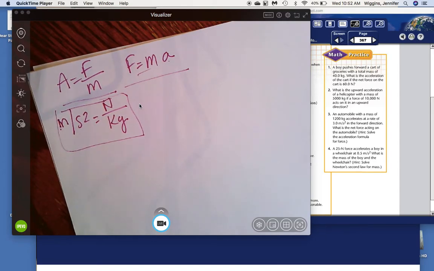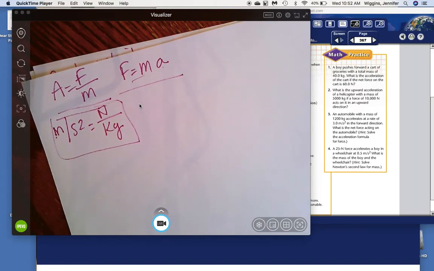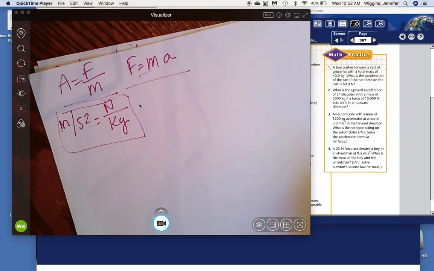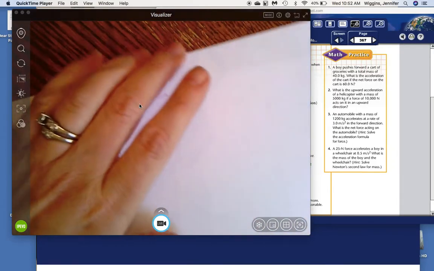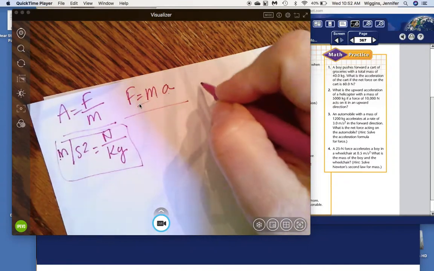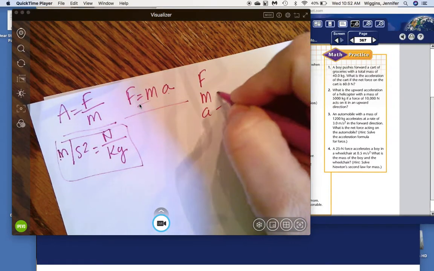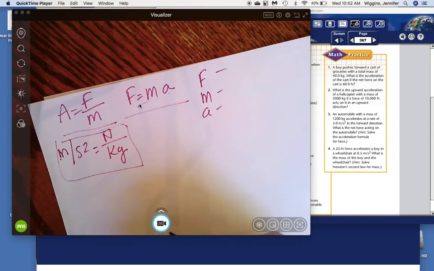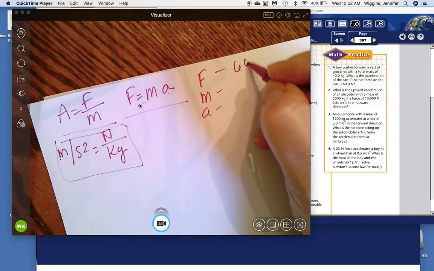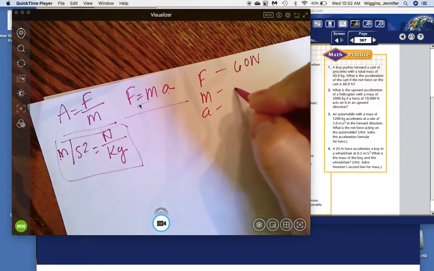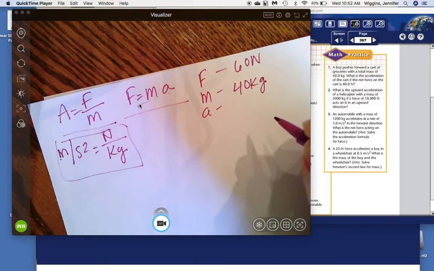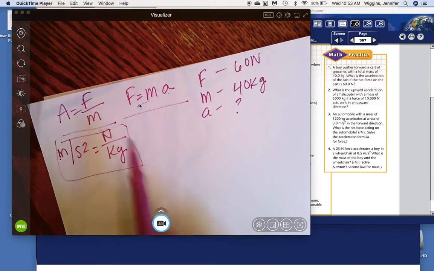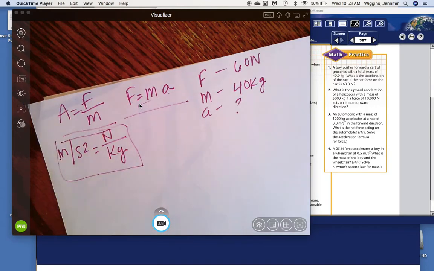A boy pushes forward a cart of groceries with a mass of 40 kilograms. What is the acceleration of the cart if the net force on the cart is 60 newtons? Okay, so I am going to use this one right here. I'm going to do force, mass, and acceleration. My force is 60 newtons. My mass is 40 kilograms, and I'm looking for acceleration. I can use either of these, but I'm going to use the acceleration one right here.